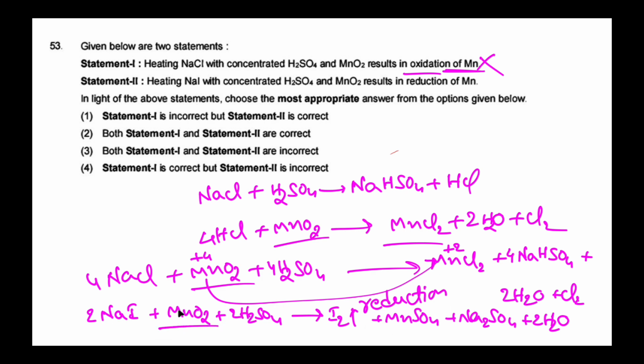Here also manganese is in the plus 4 oxidation state. Here manganese is in the plus 2 oxidation state, because manganese is converted to MnSO4. In MnSO4 manganese is plus 2, in MnO2 manganese is plus 4. So plus 4 becomes plus 2, that is reduction. So statement 2 is correct. Here statement 1 is wrong, statement 2 is correct.